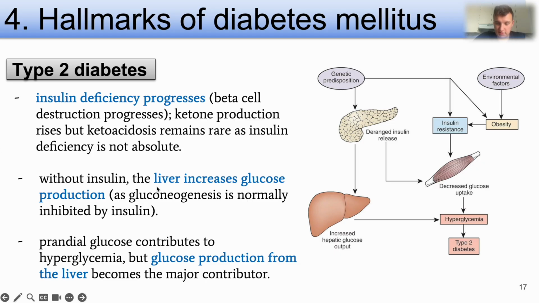So without insulin, the liver increases glucose production, right? As gluconeogenesis is normally inhibited by insulin, this is not good because we're still going to be making these new glucose molecules. And then the prandial glucose contributes to hyperglycemia. But that glucose production from the liver, right, starts becoming a major contributor. Then the liver starts being the problem. So it's really a never-ending loop.